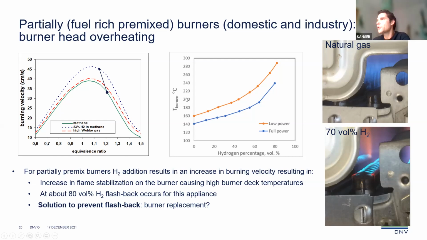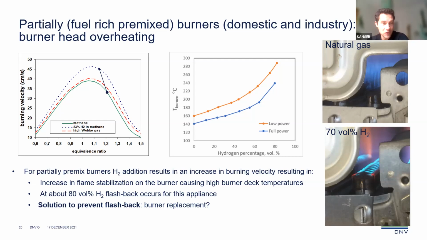If you look at the two pictures, the top picture is natural gas. So you see a nice blue flame far away from the burner surface. But if you add hydrogen, then the flames become smaller. They start to stabilize on the burner surface. And around 70%, you see the picture below, where the flame is completely stabilized on the burner ports, and that's causing a lot of overheating. And if we add a little bit more hydrogen, then we get complete flashback of the flame back into the burner ports. So for these appliances, it's almost impossible to use pure hydrogen.